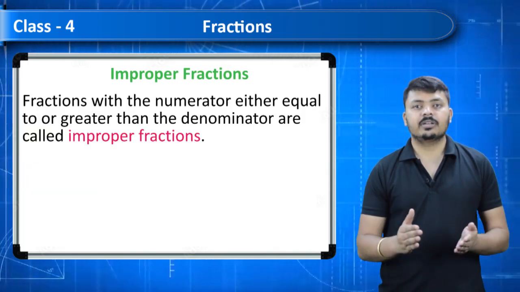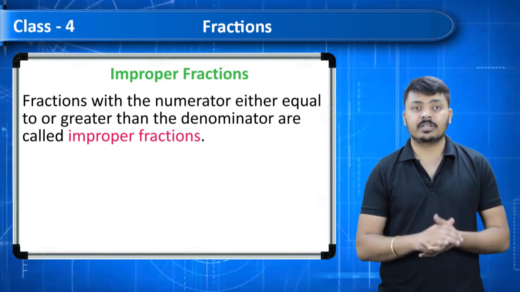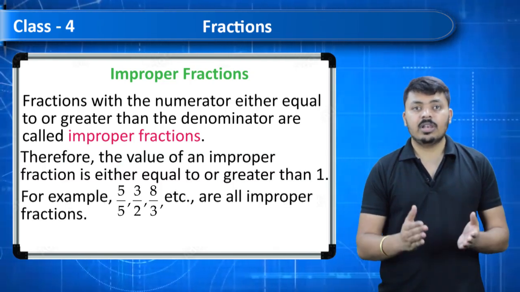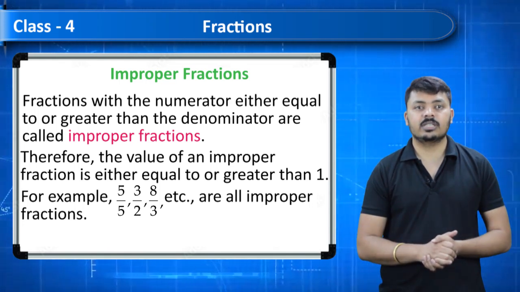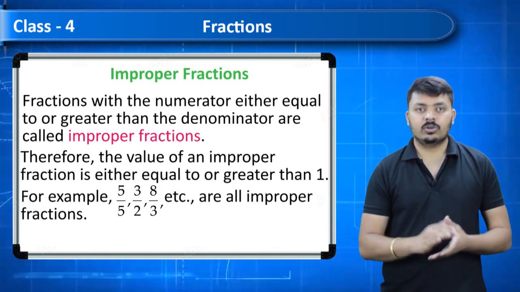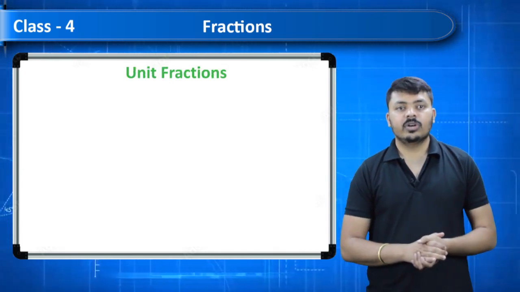Improper fractions. Fractions with the numerator either equal to or greater than the denominator are called improper fractions. Therefore, the value of an improper fraction is either equal to or greater than 1. For example, 5/5, 3/2, 8/3, etc. are all improper fractions.